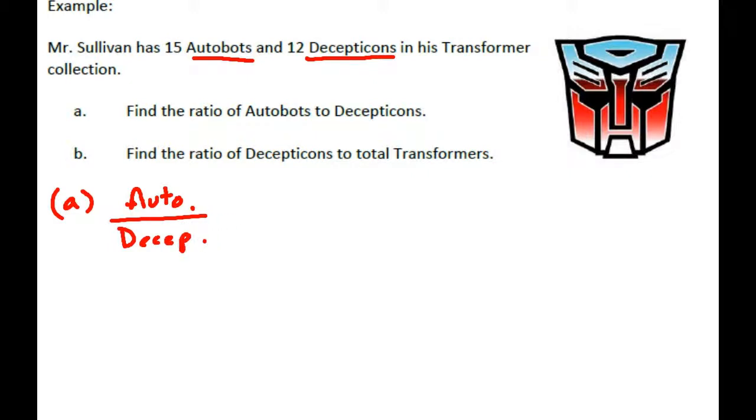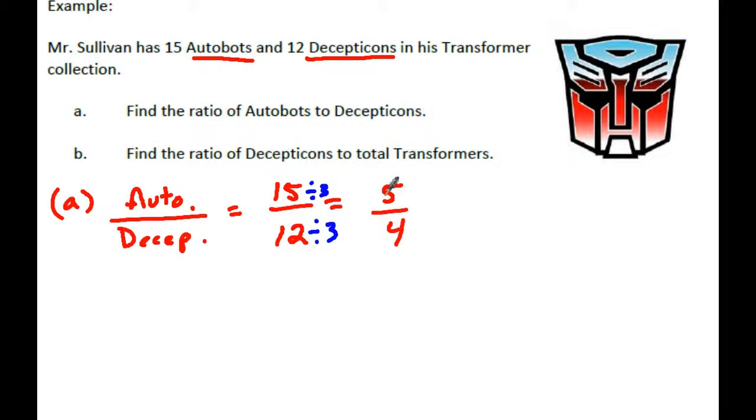Okay, so we want to write this out so we can make sure we write the right numbers in the right location. So Autobots to Decepticons, Autobots are going to go on the top, which means it's going to be 15. Decepticons are going to be 12, so we're going to go ahead and put that. And remember, we want to write this in the simplest form, so that means this is divisible. We can divide both of these by, let's see here, what's the common value? I think you could divide both of these by 3. So we're going to divide that by 3, divide that by 3, and simplify. So that means that this is going to be 5 over 4, and that's the simplest form for the ratio right here.